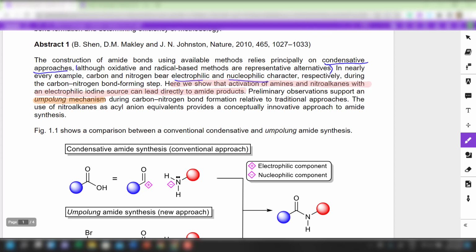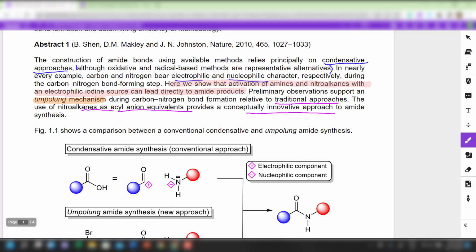A little bit, okay? So don't be too alarmed by all these weird terms. And then this is relative to the traditional approach, which is different. So they are trying to say that, for their new reaction, due to the electrophilic iodine source, it can lead to the amide bond formation, and this approach is what they call Umpolung. You don't really know what Umpolung is, so later on from the description, I think you should be able to tell. And then the use of nitroalkanes as acyl anion equivalents provides something conceptually innovative.